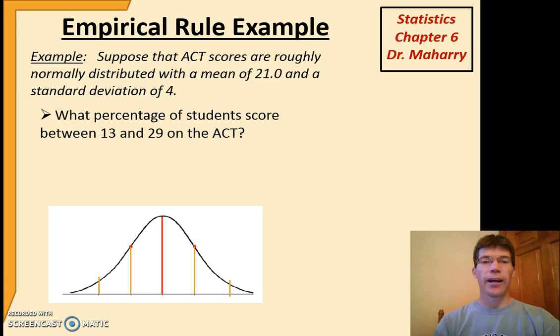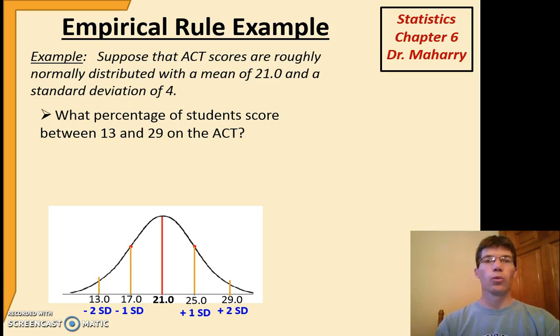Well, if I draw my graph, I know the mean is at the center in a normally distributed data set, so here's my 21. And if I have standard deviation of 4, 1 standard deviation above the mean would be 25. 2 standard deviations would be 29. Going the other way, 1 standard deviation below would be 17. 2 standard deviations below would be 13. Notice I start at the mean, and I'm going 4 units above, 1 standard deviation, 2 standard deviations, etc.